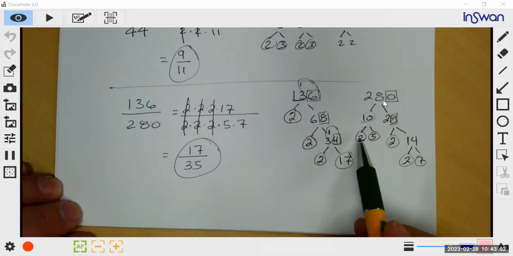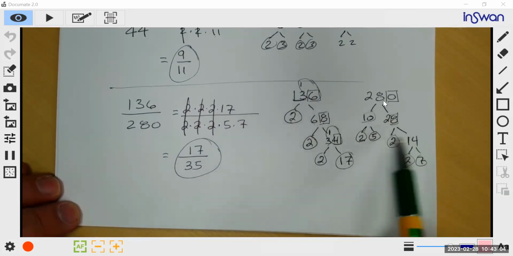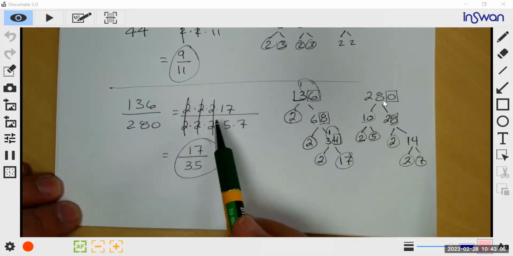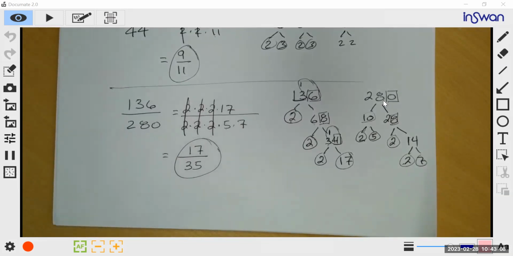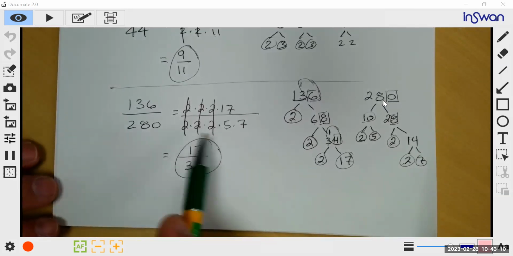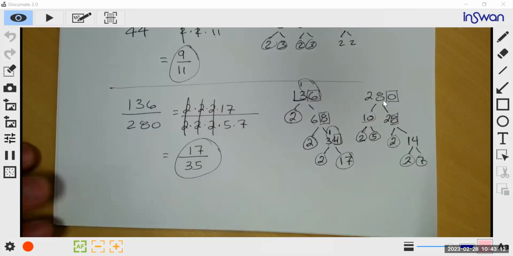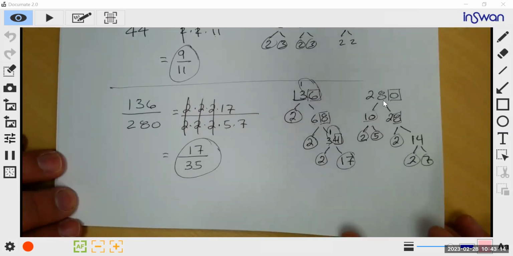This is the hardest part. This will take you the most time. But once you get this done and you cancel out everything else, whatever you have left is your final answer, because nothing else can be taken out. So that's okay so far.